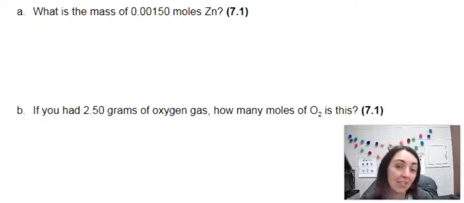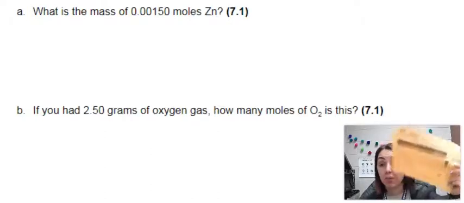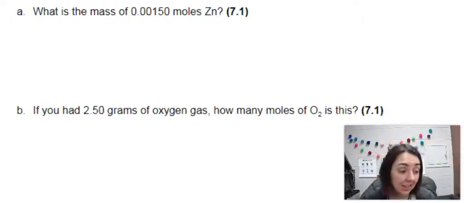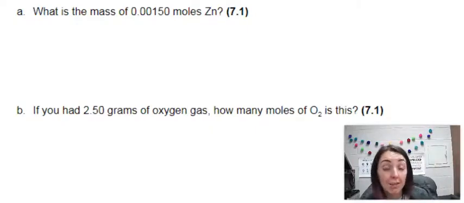Hi there, we're talking about target 7.1 today, which is I can convert between mass and moles. So you're going to need your periodic table and a calculator. So we're going to do this first. We're going to do this both ways, mass to moles, moles to mass. First, we're going to go moles to mass.